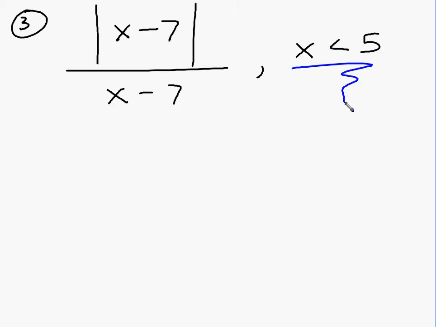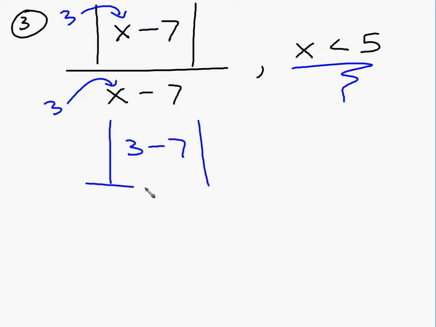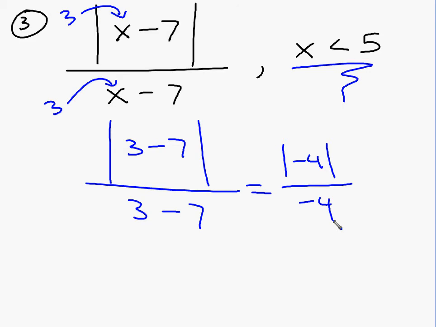How about 3? Okay? If I put a 3 in here and a 3 in here, I get the absolute value of 3 minus 7 all over 3 minus 7. So 3 minus 7 is negative 4, right? So this is the absolute value of negative 4 all over negative 4. So that is 4 over negative 4, which is negative 1. And wouldn't that be true for any number that I plug in? No matter what it is?